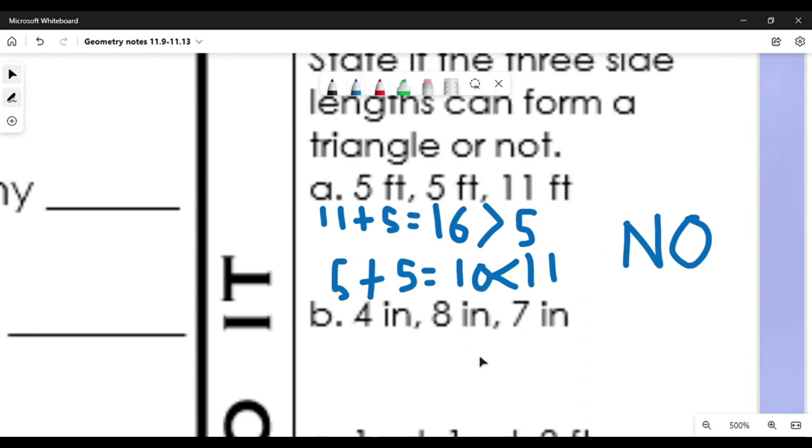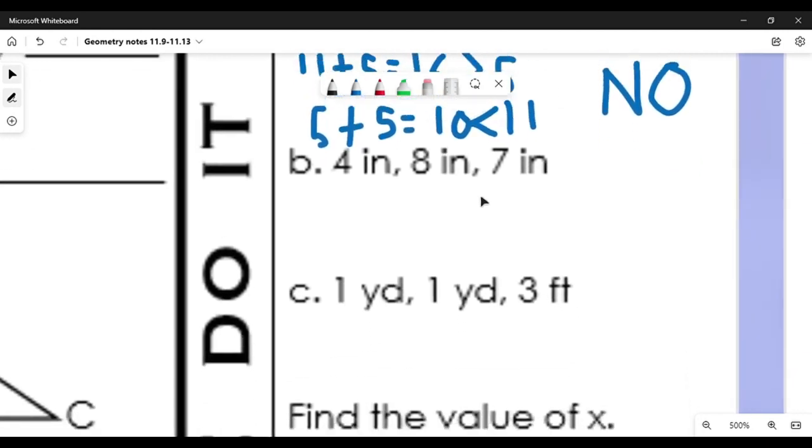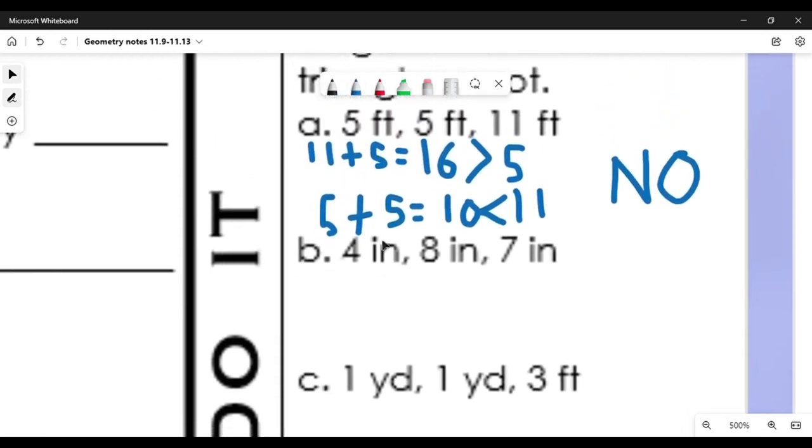All right. Next, we've got three sides: 4, 8, and 7. Just like I did for the top one, we have to do these multiple times so we can make sure that this works for all of them. So first off, 4 plus 8. Is this going to be greater than 7? Yes, it is, because 8 is already greater than 7, and if you add 4 more to that, it would definitely be that way. So this one works out.